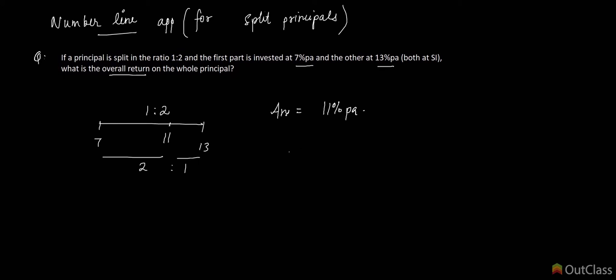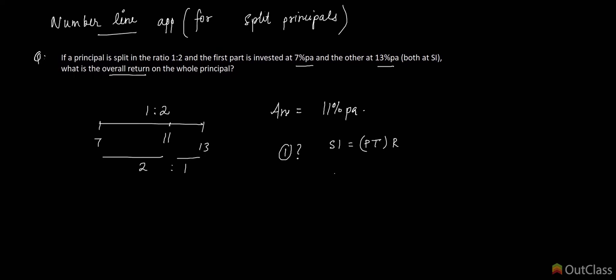I have a couple of points. One is, why does it work? Because your SI formula is PRT, right? Which I'm going to write as PT into R. And PT is basically the weight for the rate of interest. And we're finding the overall rate.